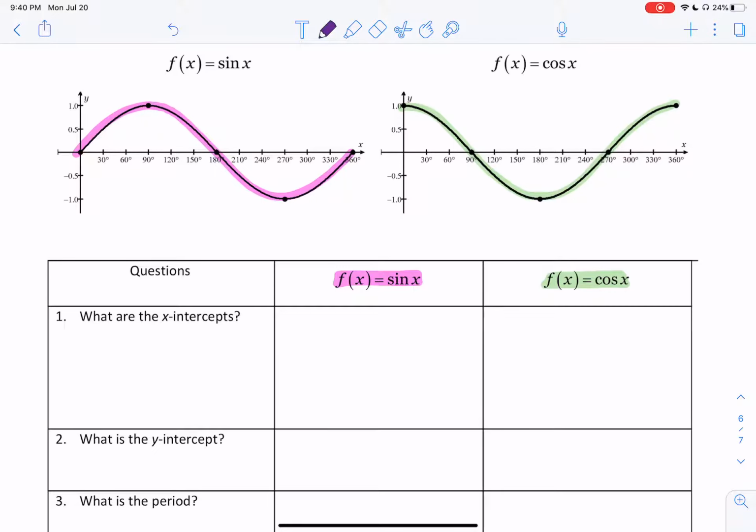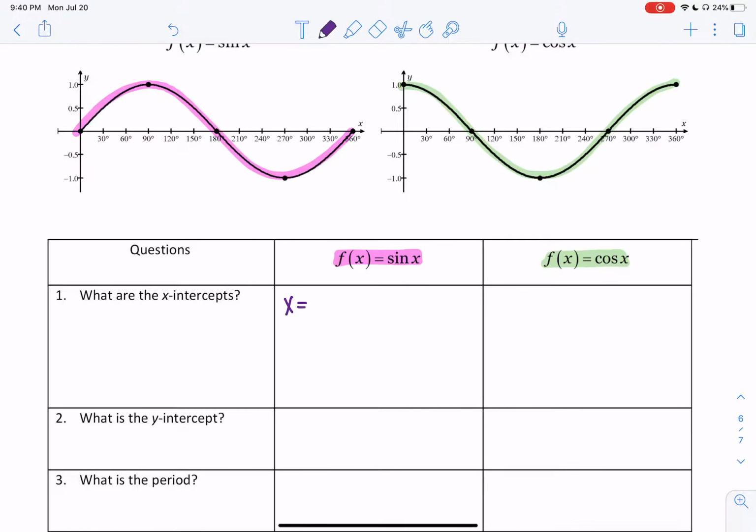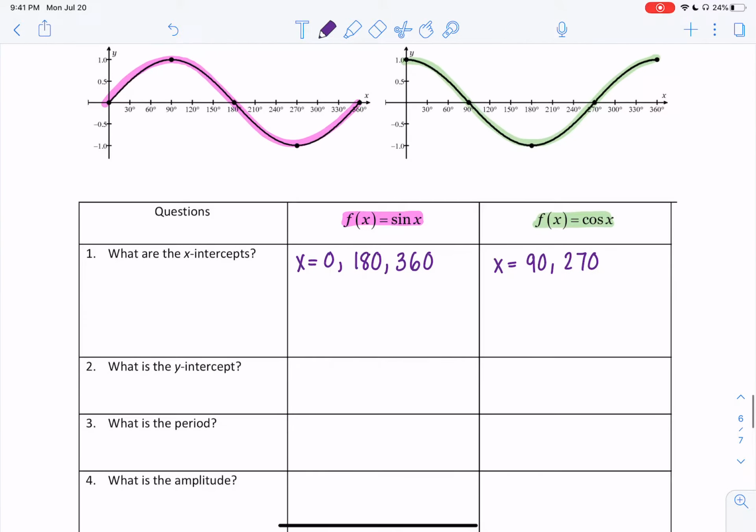First, what are my x-intercepts? For sine, we have x-intercepts at 0, at 180, at 360. Now for cosine, we have x-intercepts at 90 and at 270, right in between the sine ones. Now, what is my y-intercept for my sine function? My y-intercept is at y equals 0. And for my cosine graph, my y-intercept is at 1.